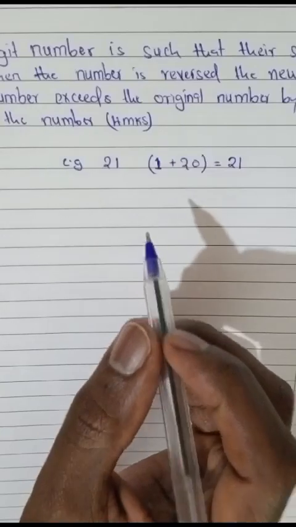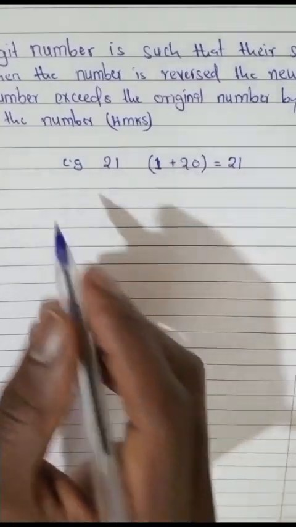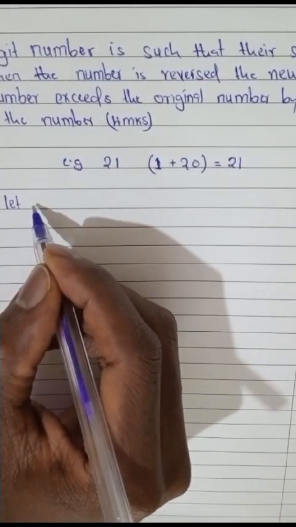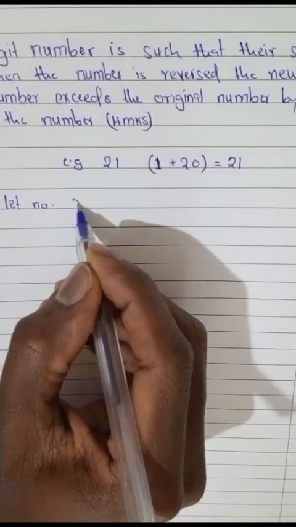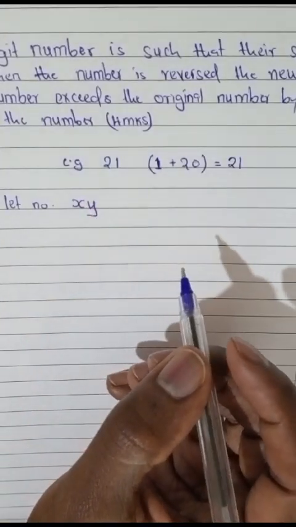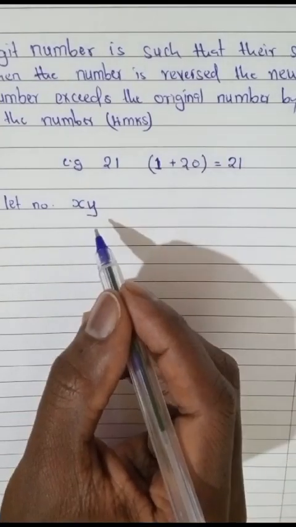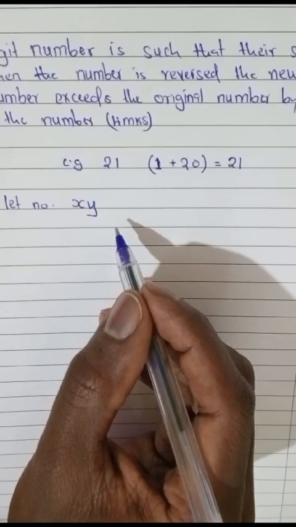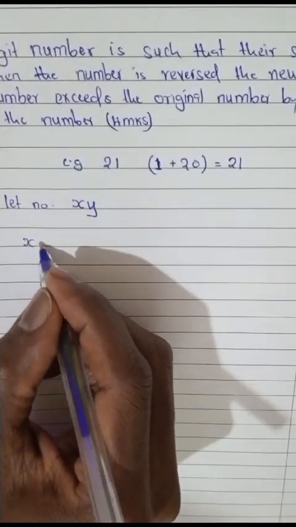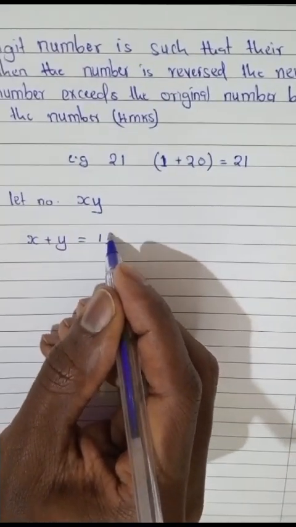concept. Now we are told a two-digit number is such that their sum is 15. So I will let the number be xy. And we are told that the sum of these two numbers should be 15. And therefore I will have x plus y equals 15.